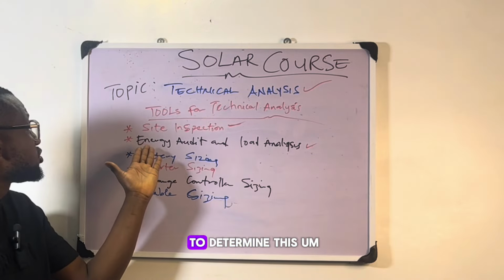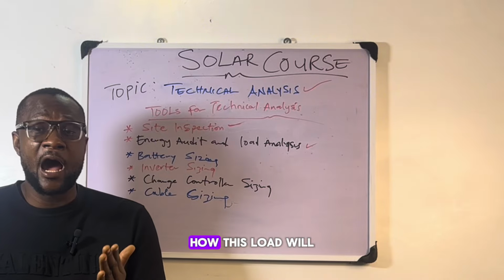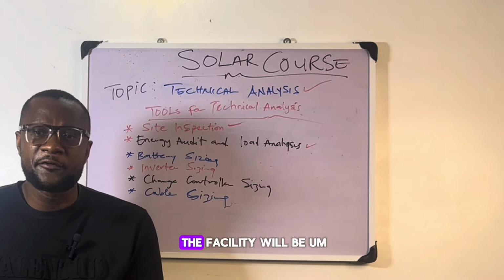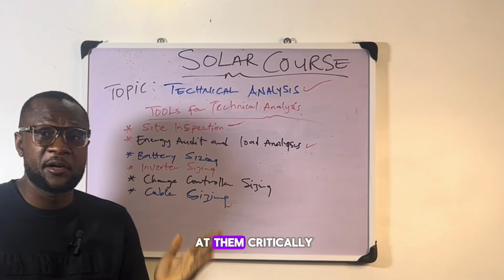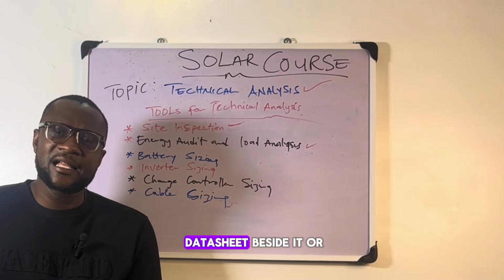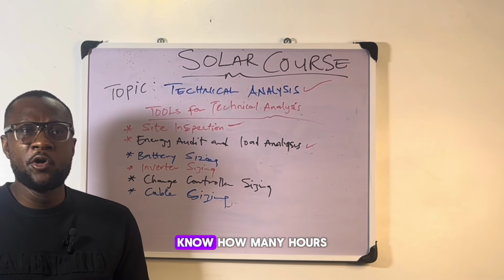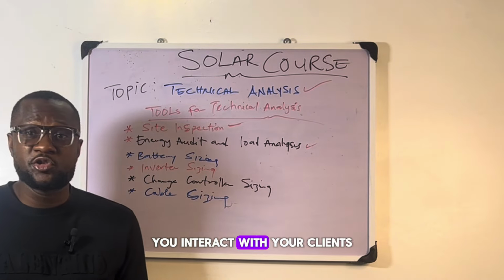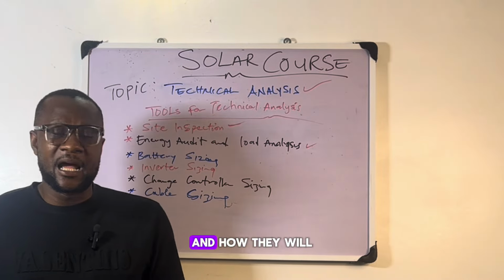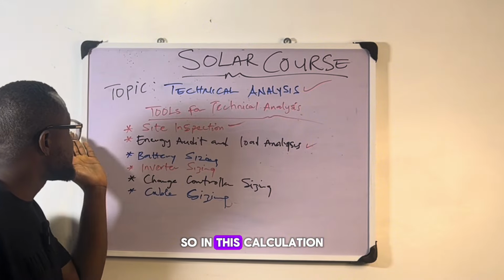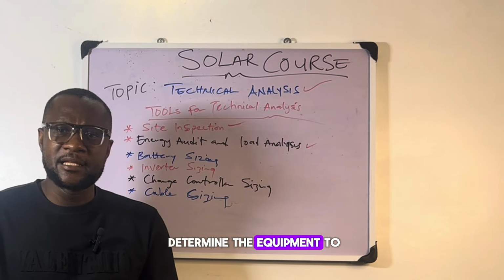So this energy audit will determine the load of the facility and how it will be consumed. And after looking at them critically, every piece of equipment has a data sheet beside it or in the manual. You can look at them and see the wattage, and know how many hours they run. You interact with your clients and know how many hours these things will be working and how they will be working. So in this calculation, that's where you now determine the equipment to be used.